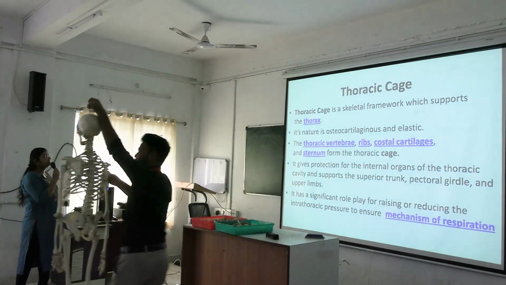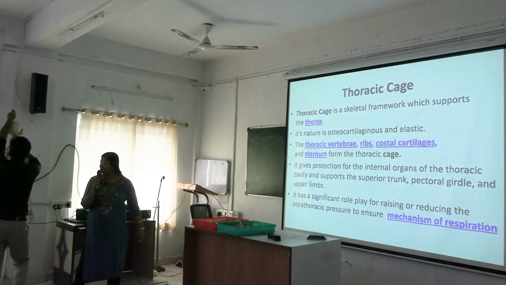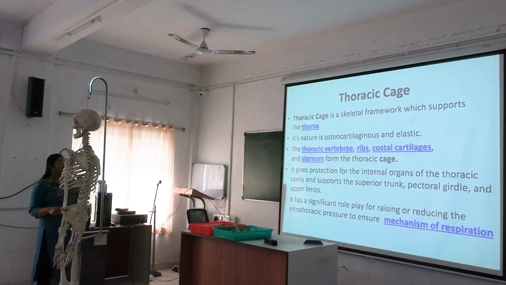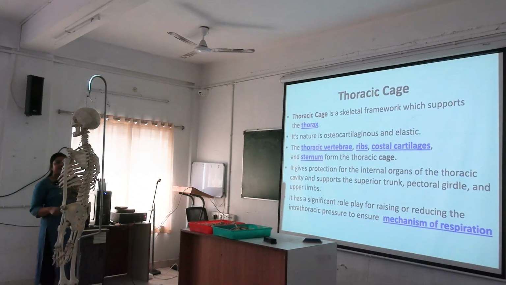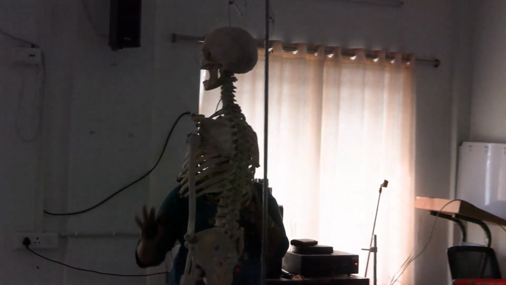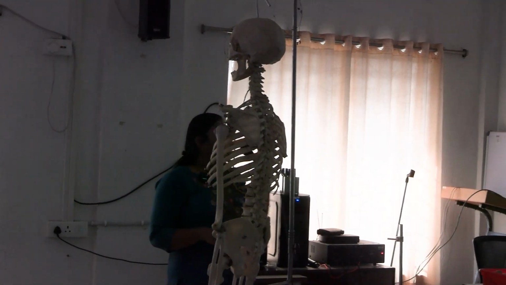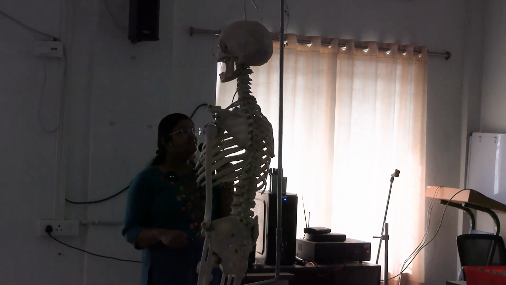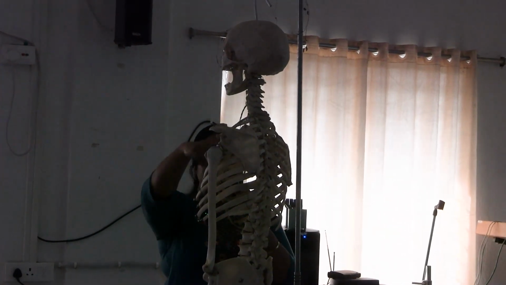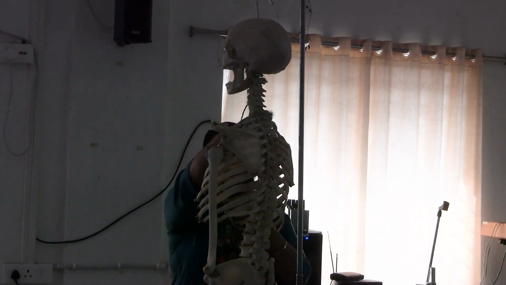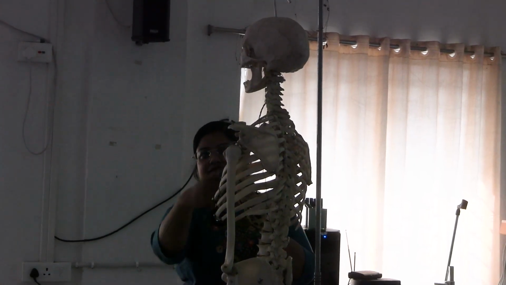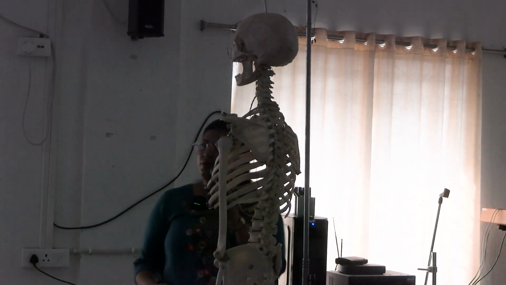Okay, so next we will discuss the thoracic cage. Okay, so thoracic cage is the skeletal framework which supports the thorax. Okay, so this part is the thoracic cage which lodges the heart and the lungs, and its nature is osteocartilaginous and elastic. So osteo means bones, forming the thoracic vertebra and the ribs, and these are the costal cartilages, the brown colored portions. These are formed by the costal cartilages.